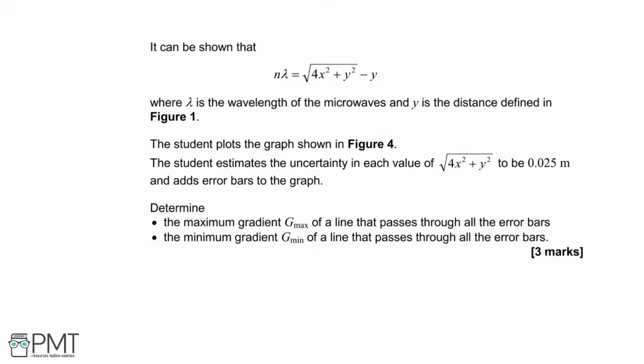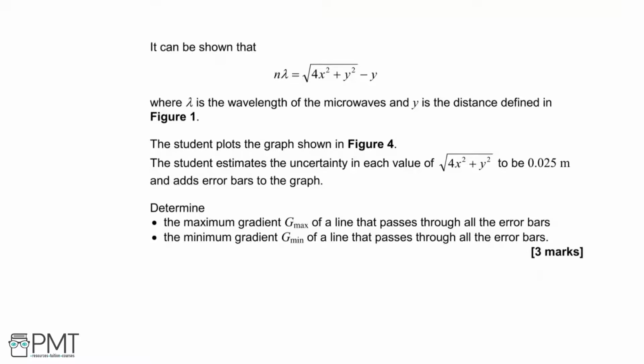It can be shown that n lambda is equal to the square root of 4x squared plus y squared, minus y, where lambda is the wavelength of the microwaves and y is the distance defined in figure 1. The student plots the graph shown in figure 4. The student estimates the uncertainty in each value of the square root of 4x squared plus y squared to be 0.025 meters and adds error bars to the graph. Determine, first of all, the maximum gradient Gmax of a line that passes through all the error bars, and secondly, the minimum gradient Gmin of a line that passes through all the error bars.